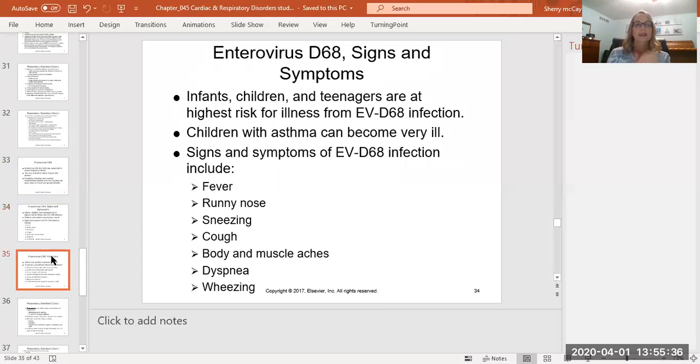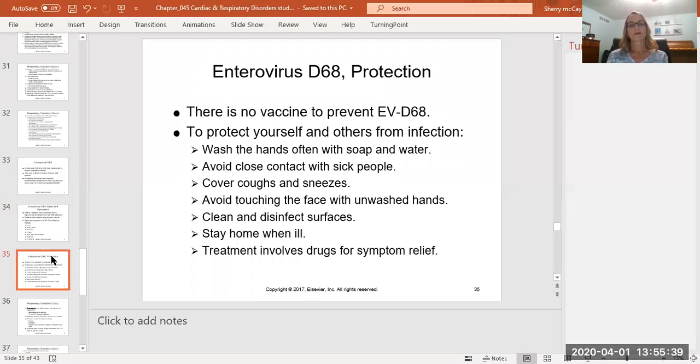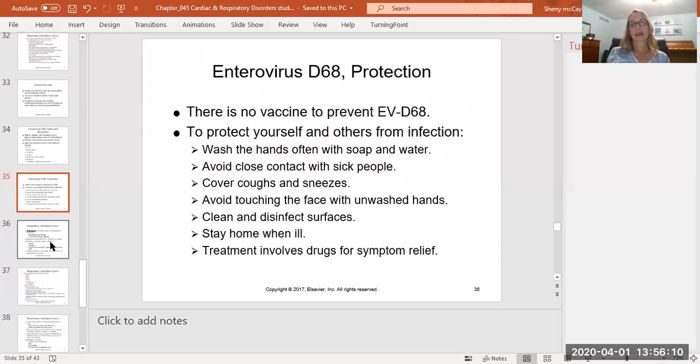So there are no vaccines to prevent the enterovirus. To protect yourself and others from infection, wash the hands often with soap and water. Avoid close contact with sick people. Cover coughs and sneezes. Avoid touching the face with unwashed hands. Clean and disinfect surfaces. Stay home when ill. And treatment involves drugs for symptom relief. So that sounds familiar with what we're going through right now with the coronavirus. So I guess we should be doing that no matter what, right?